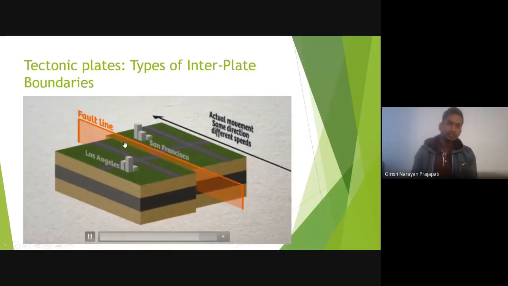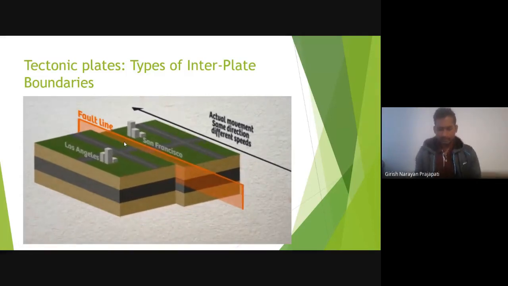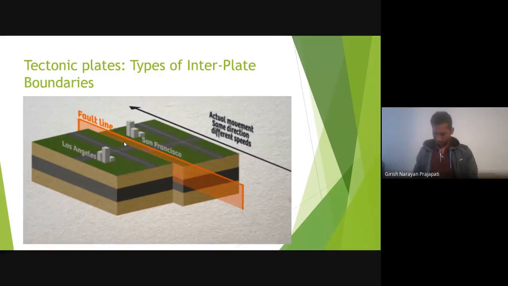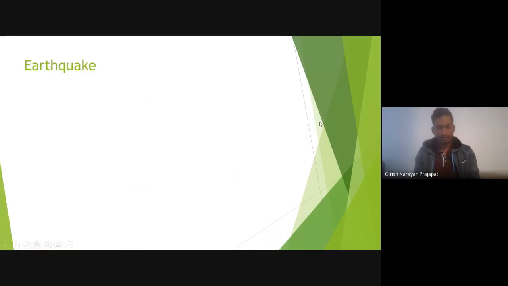And when they move, they create a famous fault, which is called the San Andreas fault. Moving on, let's talk about what an earthquake is.